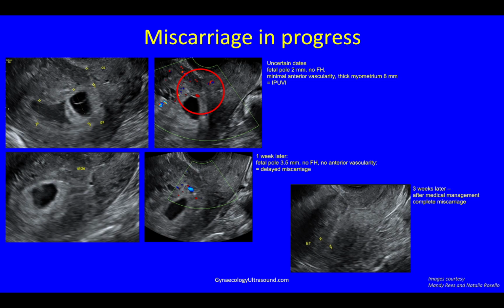So how could we have known this was just a miscarriage? Well, there wasn't any vascularity there and it was sliding. So that's a miscarriage in progress.